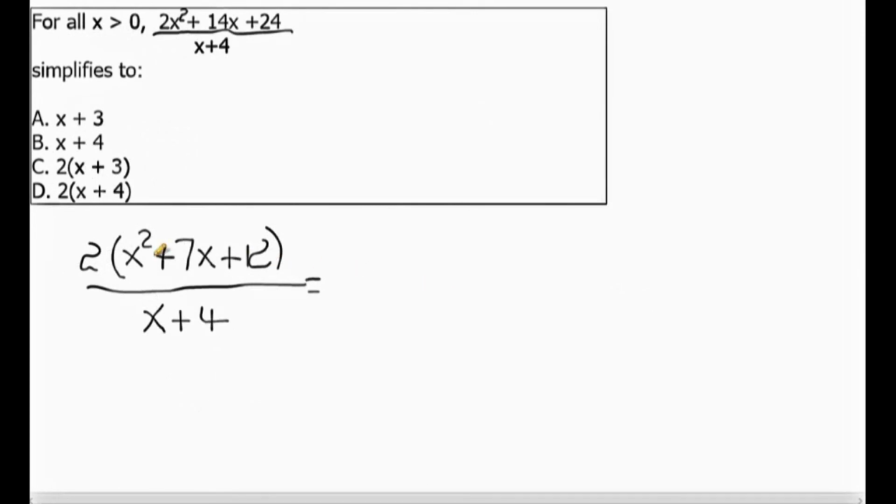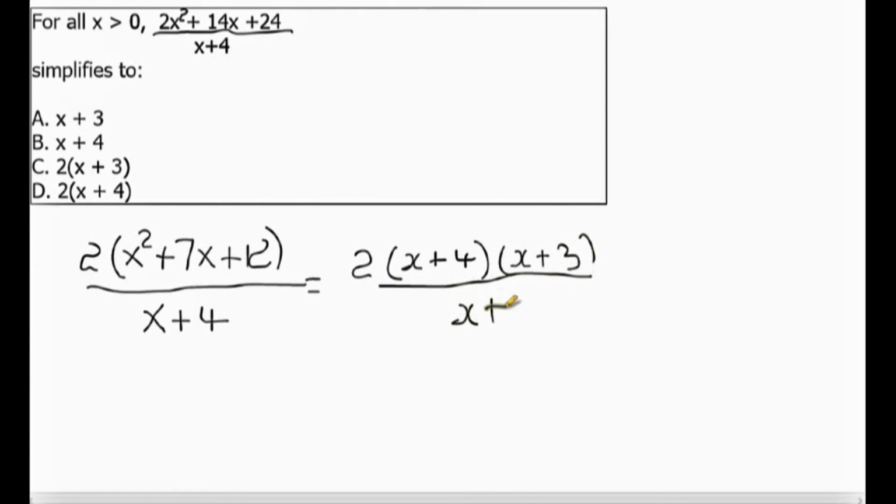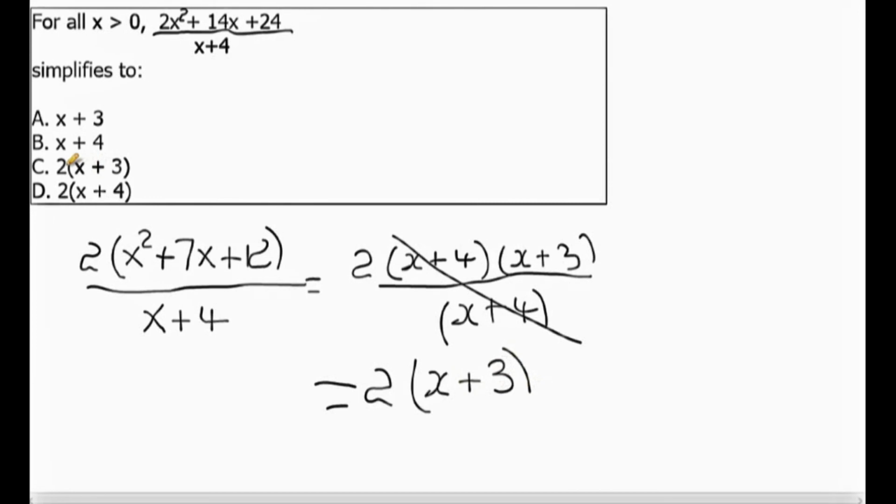So now remember we were here, so now this is gonna be 2 times x plus 4 times x plus 3, right? Since we were working with the numerator, that's what we got now, over x plus 4. Now it's easy since we have x plus 4 as a common factor in numerator and denominator, so we can simplify. We make the simplification, so we end up with 2 times x plus 3, which is the answer. So the answer is C.